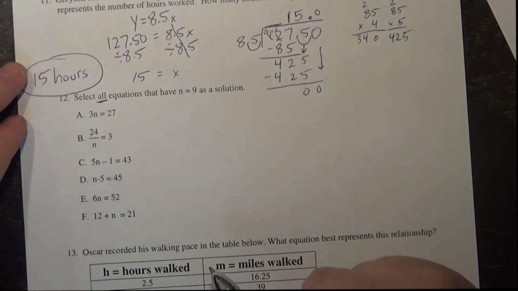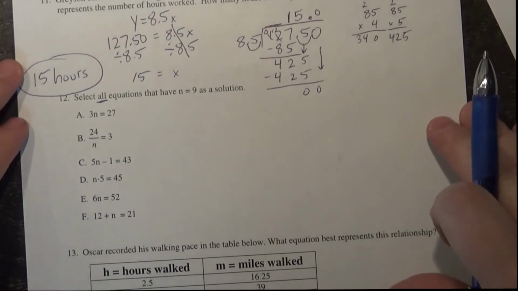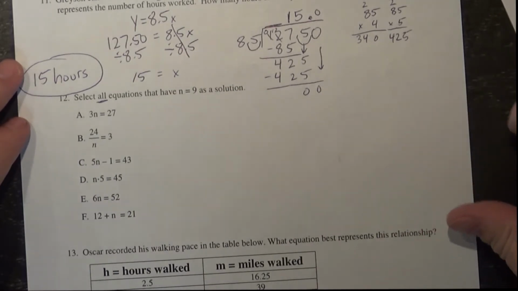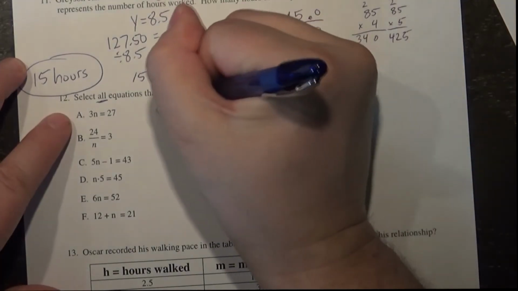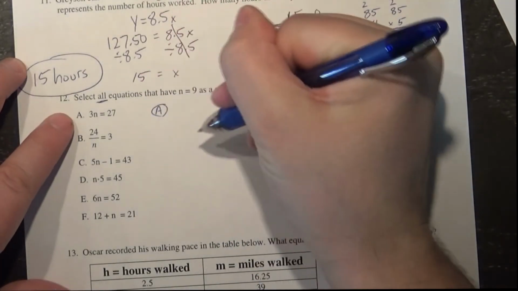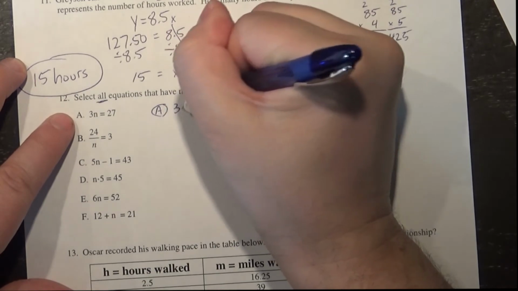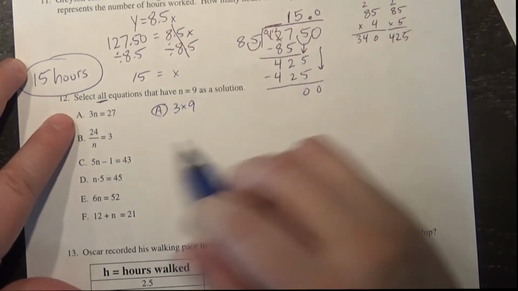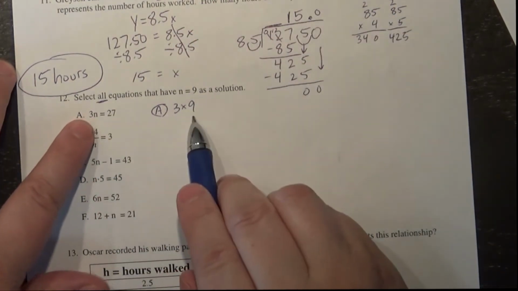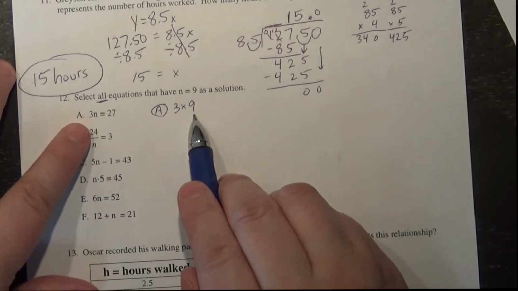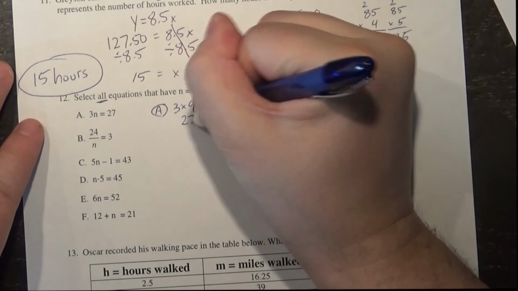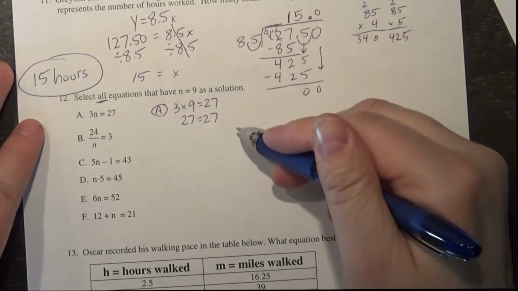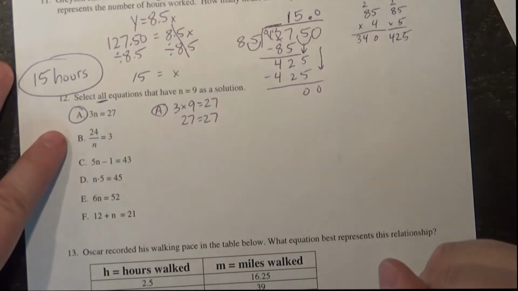For our purposes, I'm going to try to solve all of them, and maybe you'd want to do the exact same thing on your test just to make sure that you're right 100% of the time. So let's take a look at letter A. It says 3n equals 27. So I'm going to plug in 3n, that's 3 times n, or 3 times 9 equals 27. So 3 times 9 is 27. Since 27 equals 27, A is correct.